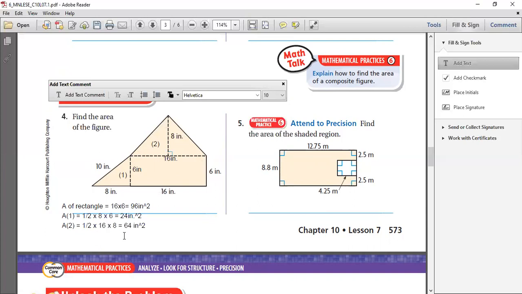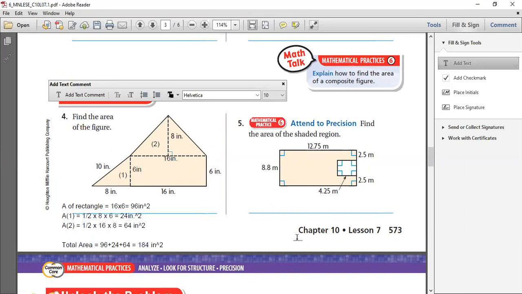Fine. So let's find the total area now. Total area is equal to 96 plus 24 plus 64. So 96 plus 24 is going to give you 120. 120 plus 64 will give you 184 square inches. Easy peasy, right? Easy peasy lemon squeezy, as you girls say. Okay, so this was the total area of this figure.